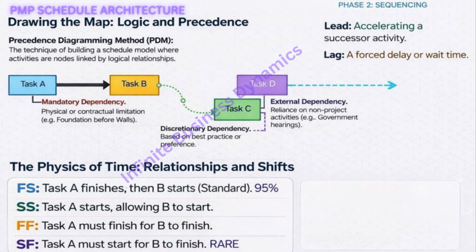Because you can break soft logic. You can't break hard logic. And you definitely can't break external logic either. Nope. That's waiting for the government permit or the vendor delivery. You are at the mercy of the universe on that one.